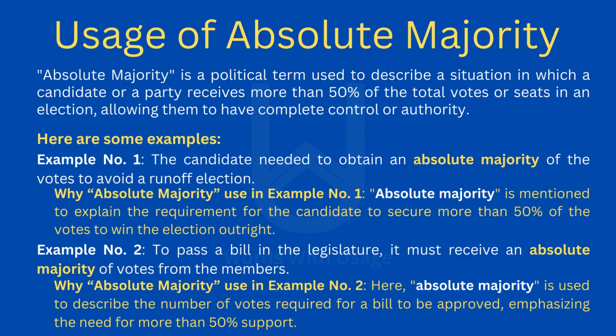Example number 2. To pass a bill in the legislature, it must receive an absolute majority of votes from the members. Why is absolute majority used in example number 2? Here, absolute majority is used to describe the number of votes required for a bill to be approved, emphasizing the need for more than 50% support.